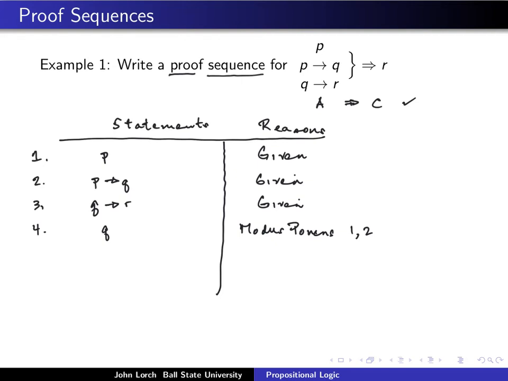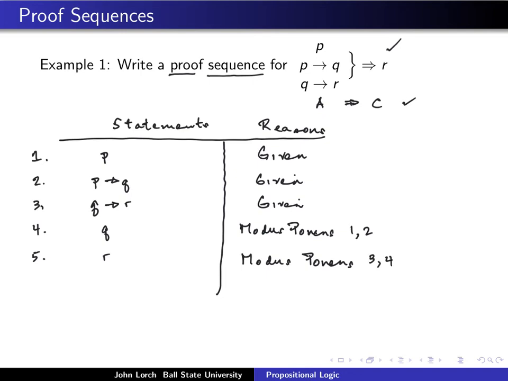All right, now remember, our goal is to infer R, right? So we're almost there because, look, I know if Q then R, and I know Q, so I could go ahead and infer R from that. Again, this is modus ponens, this time with lines 3 and 4.